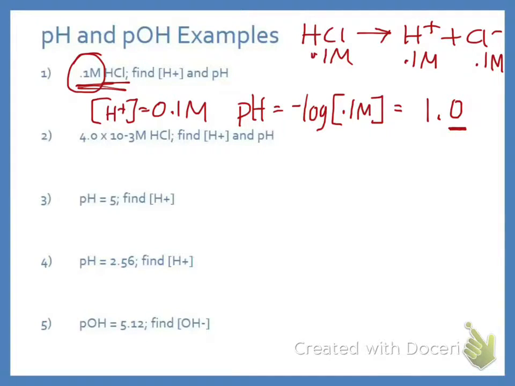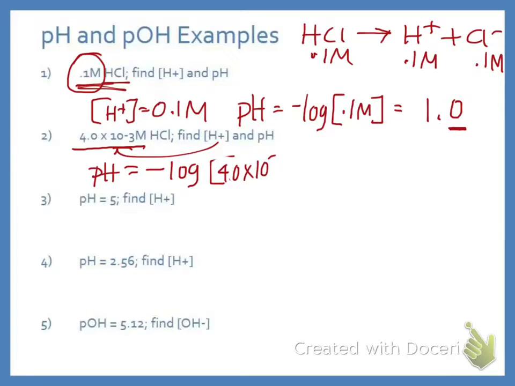Okay? The next one gives us a concentration of 4.0 times 10 to the negative 3. That is the concentration. So we would just say that's the same thing as that. And then to find pH, we would say pH is equal, sorry, to negative log of 4.0 times 10 to the negative 3. And what do we get with that?